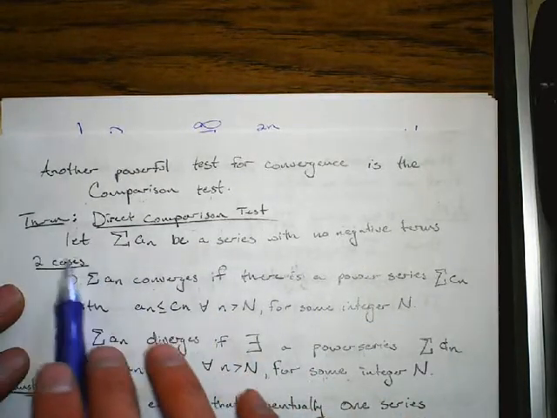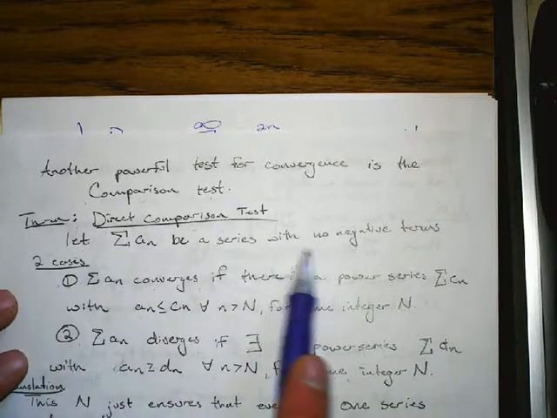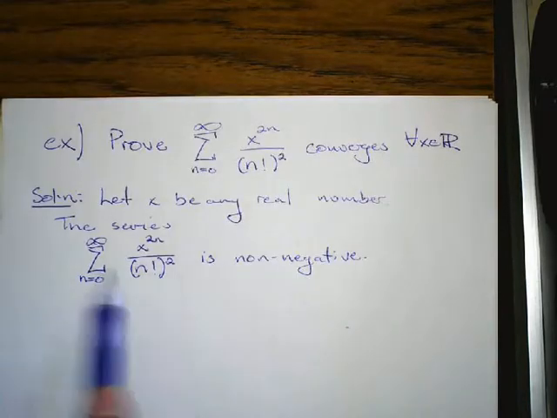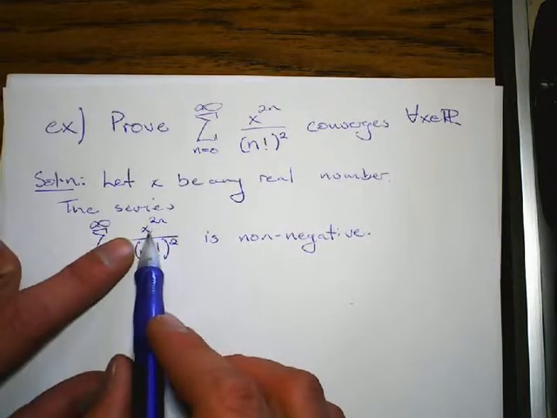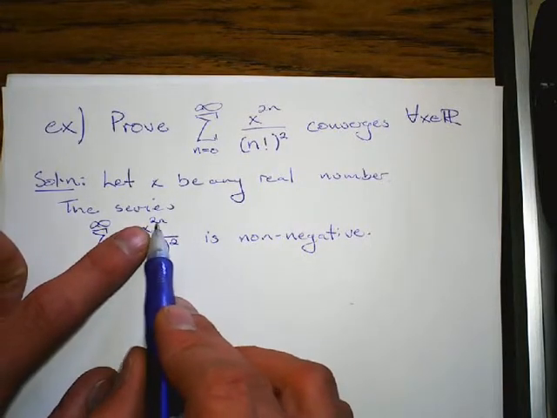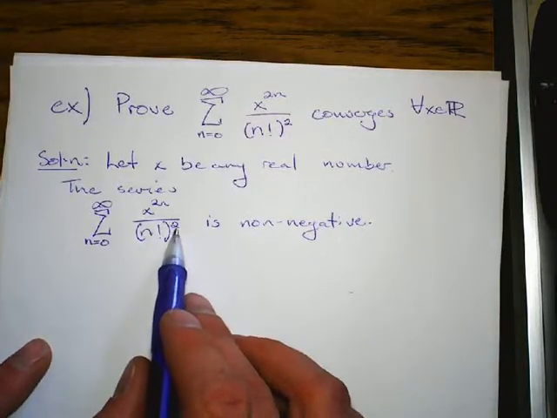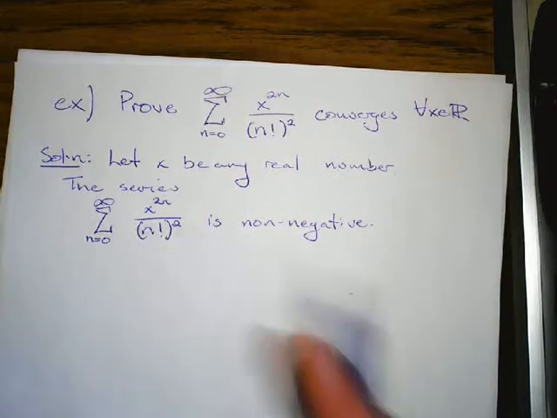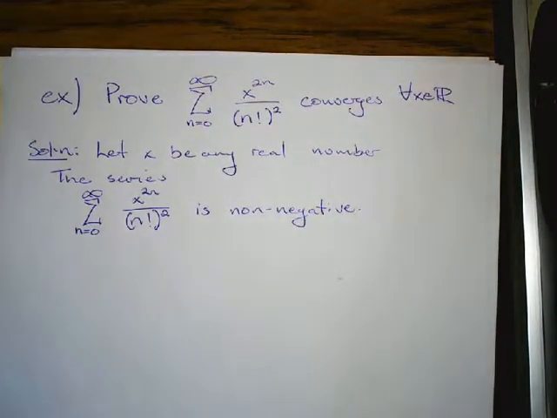The only criteria we have to have here is that you have non-negative terms. And so that's what we're going to say right off the bat. There are no negative terms here. And that's because take any number, raise it to an even power, positive. And these are even factorial, so guaranteed to be positive. Okay. So maybe we can use the direct comparison test.